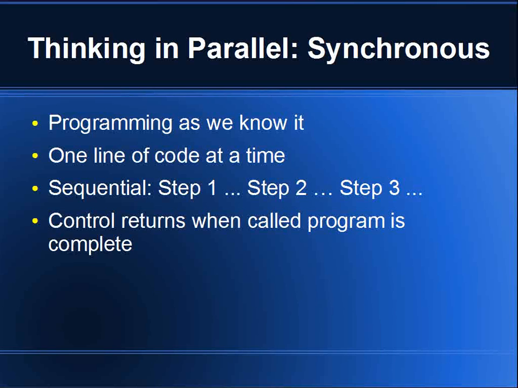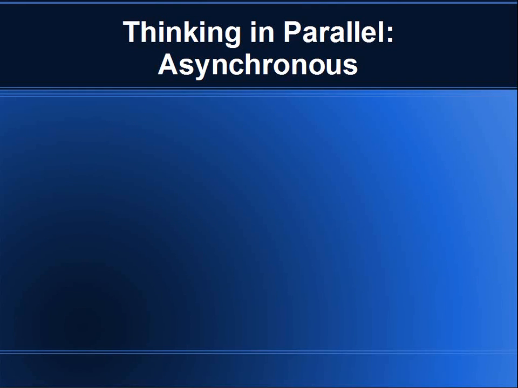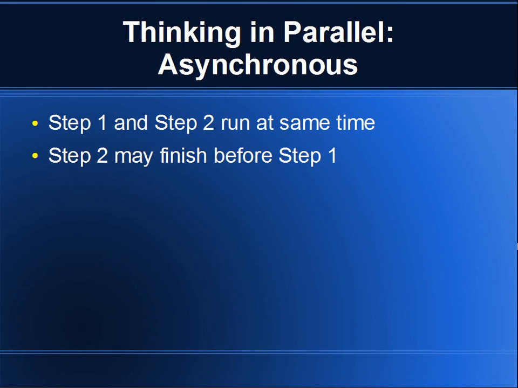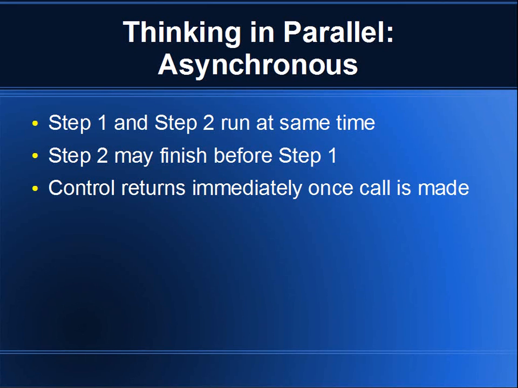Parallel processing requires running code in an asynchronous fashion. So you need to think: can step 1 and step 2 run at the same time? Step 2 may finish before step 1 completes. Is that going to cause some problems in my program? So when one program calls another program, there's going to be some overhead to make that call, but then control is immediately going to return to the first program.